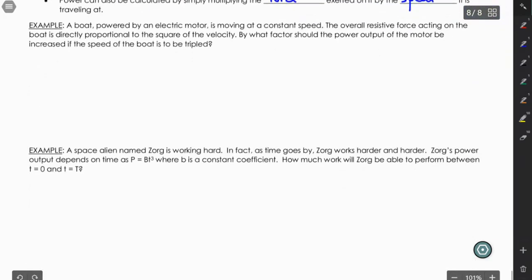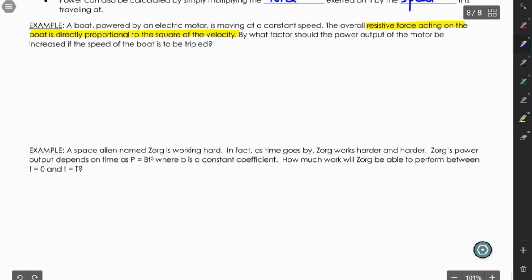So here we have, the first example talks about a boat powered by an electric motor, moving at a constant speed. The overall resistive force acting on the boat is directly proportional to the square of the velocity. By what factor should the power output of the motor be increased if the speed of the boat is to be tripled, right? And so this seems like it's just a simple thing of we need to just triple the power, okay? But you have to be careful because they talk about this resistive force acting on the boat is directly proportional to the square of the velocity.